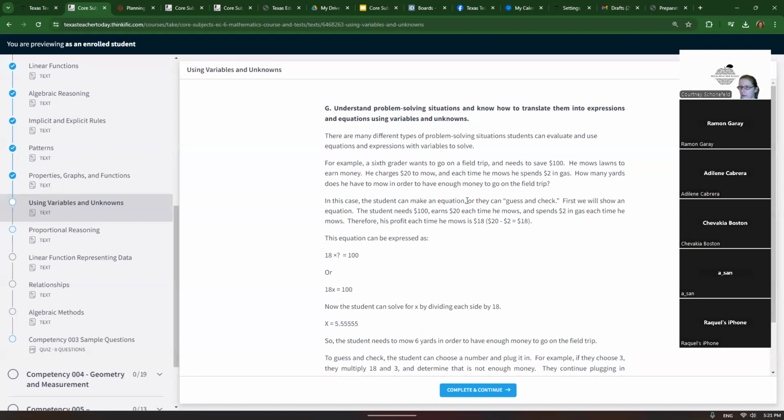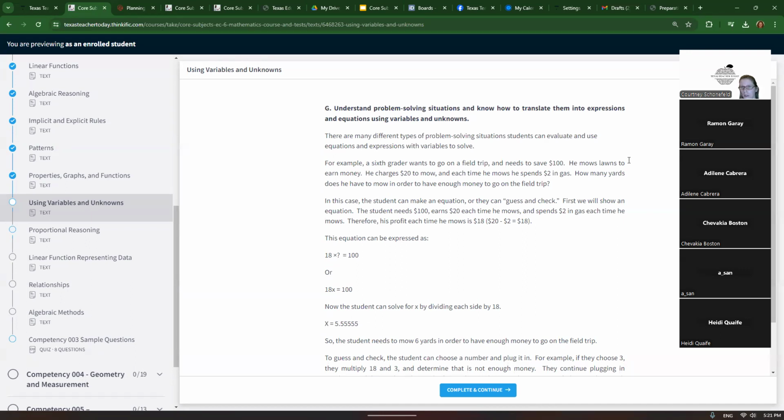In this case, a student can make an equation or they can guess and check, right? First, we will show the equation. So if the student needs $100 and he earns $20 when he mows and spends $2 in gas each time, we know he only really makes $18 in profit, right? $20 minus his costs, $18. So we need to use some algebra here. 18 times something. How many lawns does he have to mow to get to 100? 18 times x, right? Then we're going to isolate x by dividing each side by 18, right? So 18x divided by 18.